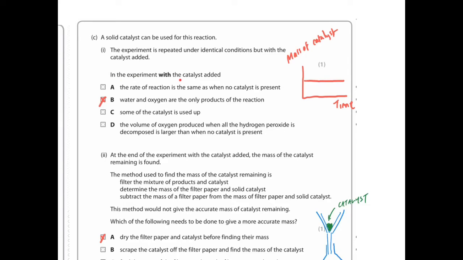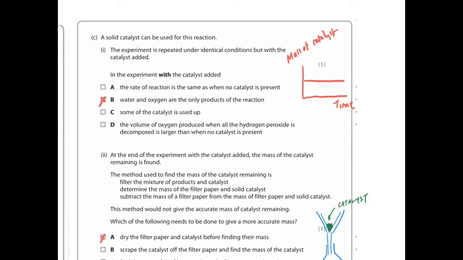In the experiment with the catalyst added, which of these is true? The rate of reaction is the same as when no catalyst is present. No, because the rate of reaction goes up. Catalysts speed up rates of reaction. Come back to this one. Some of the catalyst is used up. No, because the catalyst never gets used up.